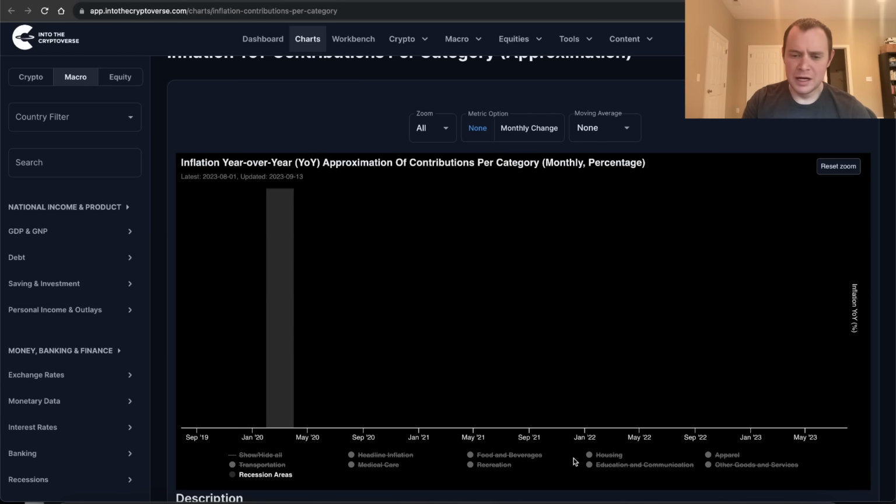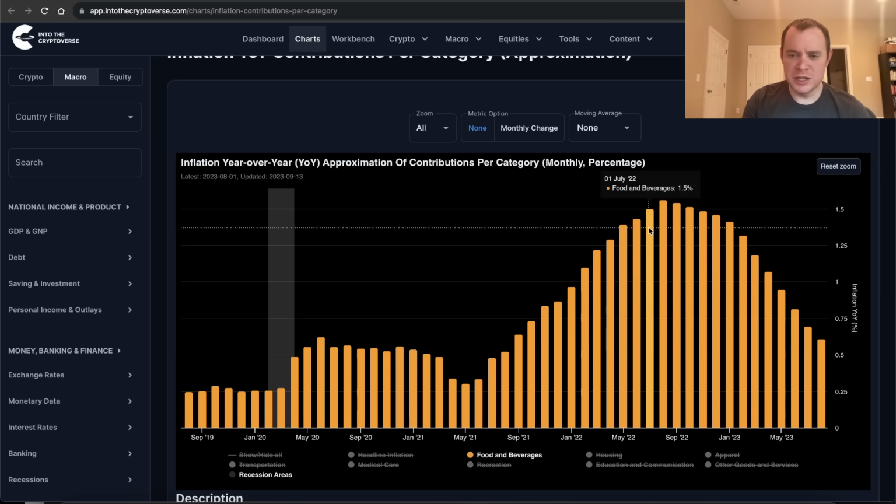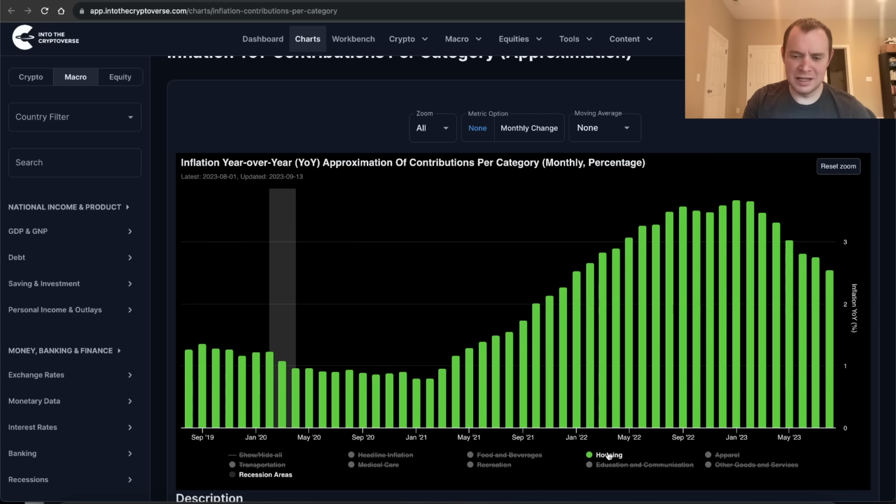Now, housing is one of the things that's been holding inflation up for a long time. And one of the reasons is because it's very much a lagging indicator, right? It takes a lot longer for interest rate hikes and all this other stuff to reach the real estate market. Food and beverages topped out in August of 2022 in terms of its peak inflation rate. But housing didn't actually peak until January of 2023. So there's a large lag effect on this. I expect this to continue coming down.